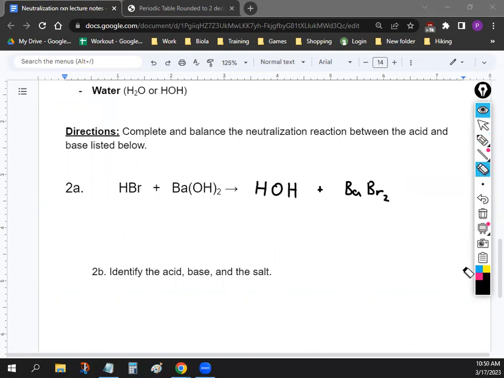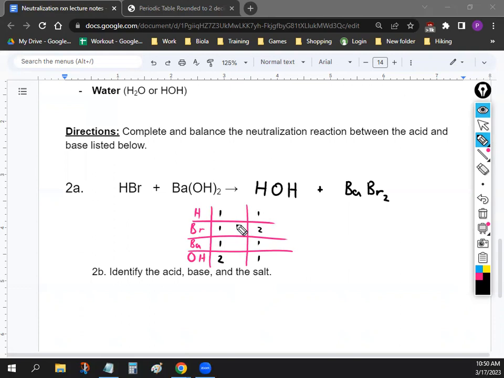We want to make sure we have the same number of every chemical on both sides. So in the equation, we have H, we have Br, we have Ba, and we have OH. Okay, so we're going to make a little table, and then we're going to count up how many we have on both sides. Okay, so I'll do it for you, just to kind of speed things up. You'll get 1 H, 1 Br, 1 Ba, and 2 OHs. And then on the right side, you have 2 Brs and then 1 of everything else. Okay.